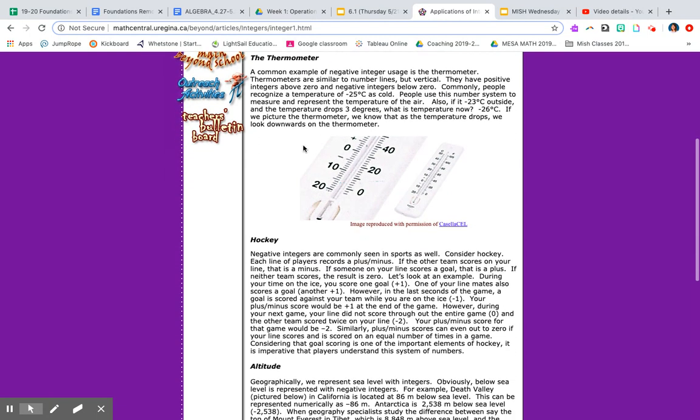The thermometer. A common example of a negative integer usage is the thermometer. Thermometers are similar to number lines, but vertical. That means up and down. They have positive integers above 0 and negative integers below 0. Commonly, people recognize a temperature of negative 25 degrees Celsius as cold. People use the number system to measure and represent the temperature of the air.